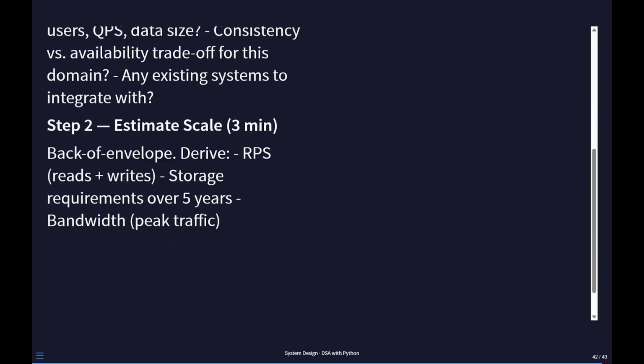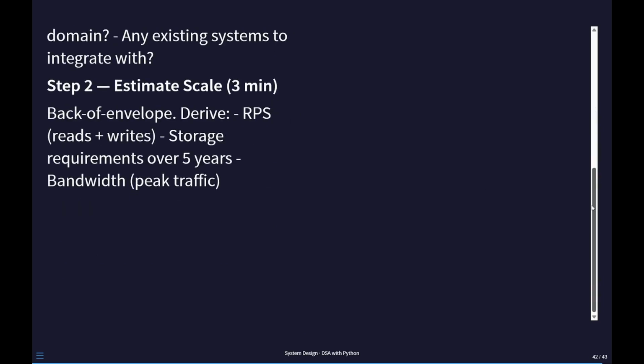Step 2. Estimate scale, 3 minutes. Back of the envelope. Derive the requests per second, both read and write. Determine your storage requirements over 5 years. Calculate peak bandwidth. These numbers will drive every subsequent design decision.